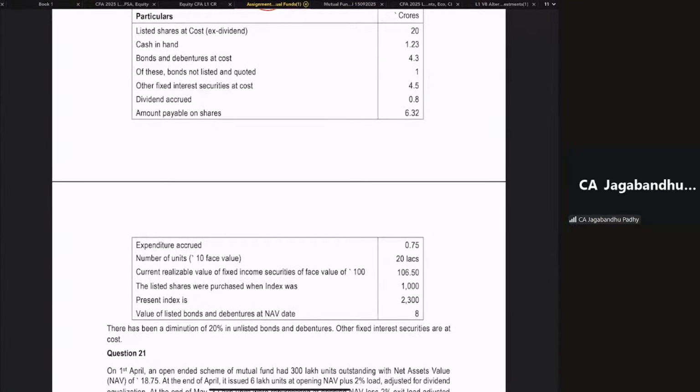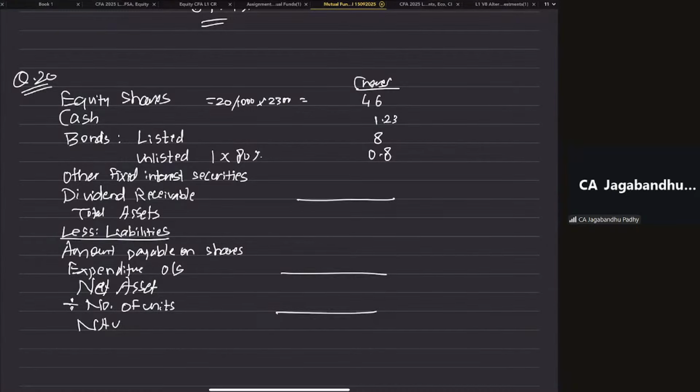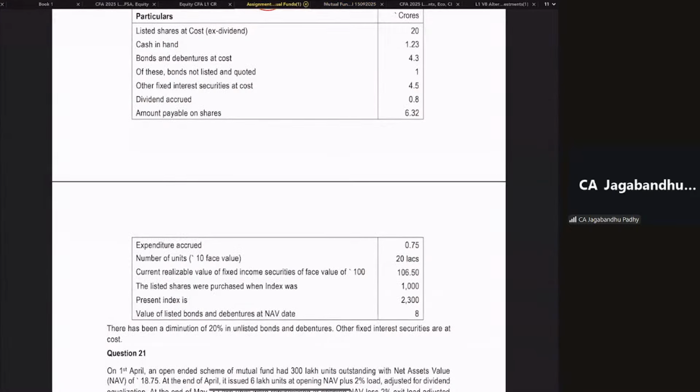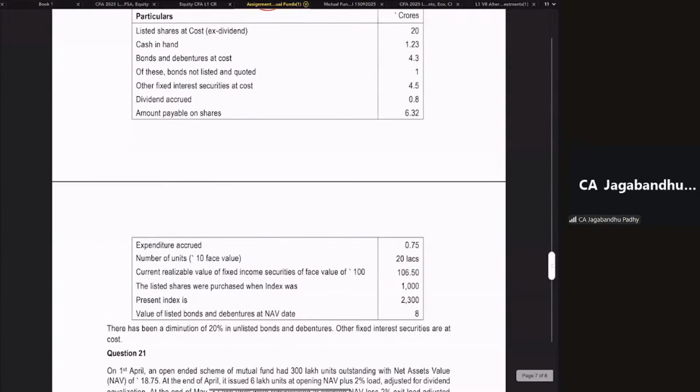What about the listed? Listed NAV is 8. Value of listed bonds and debentures at NAV is 8. So you can definitely take listed to be 8. Everything is anyways by way of crores only. Then other fixed interest securities, values also are at cost, so that means 4.5 crores. Then how much is the dividend receivable? 0.8.